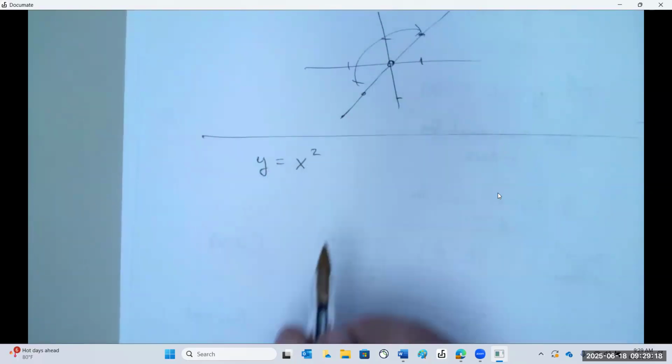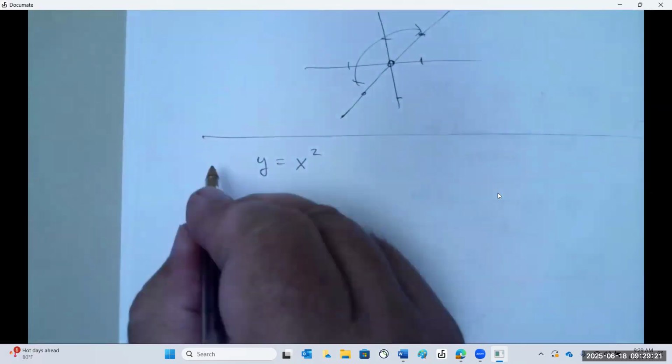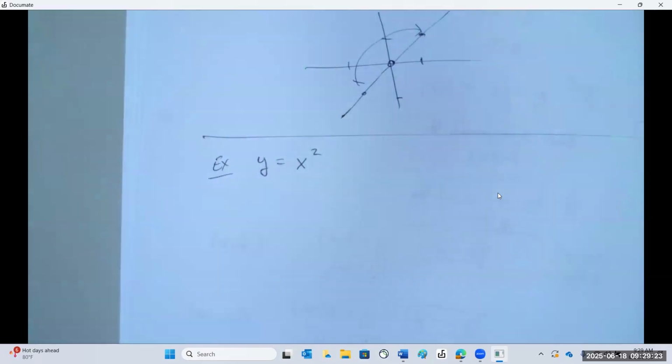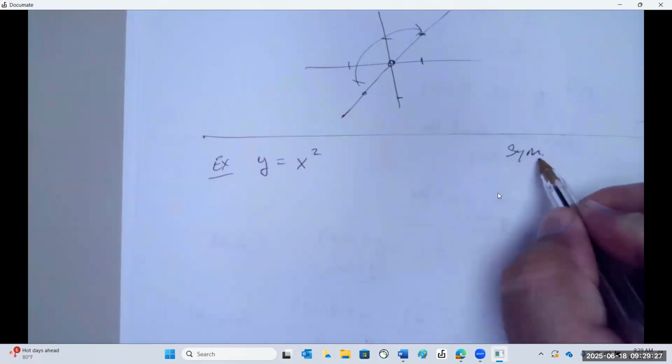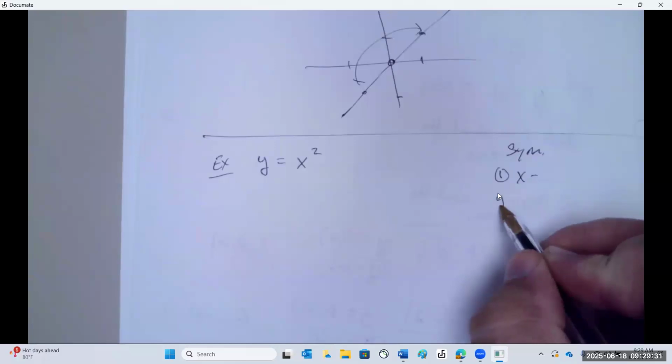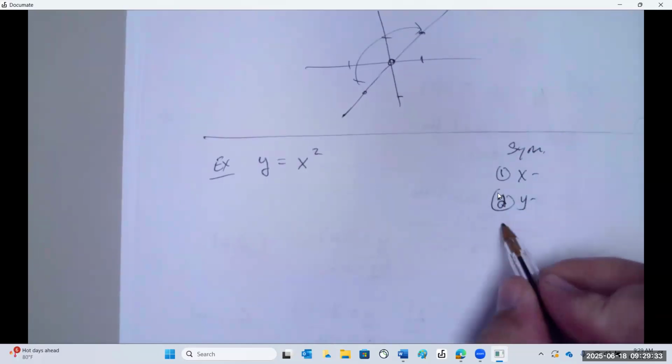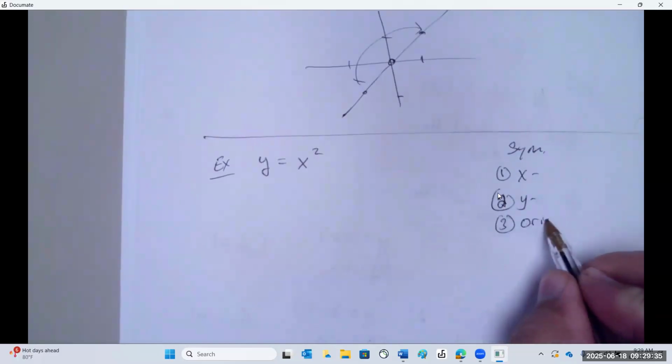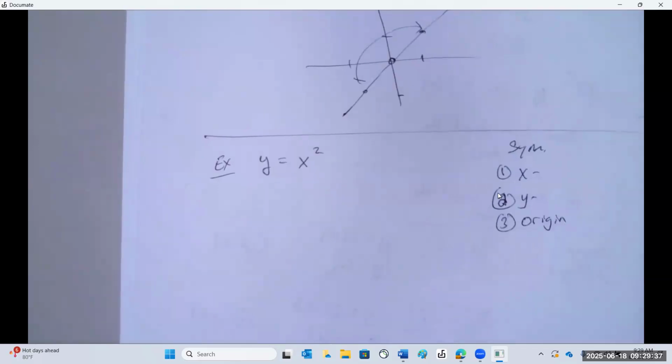How about this function? Is it symmetric about the x-axis, the y-axis, or the origin?